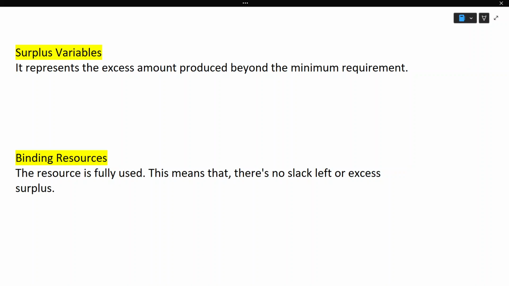If you're a company and you are contracted to produce 100, let's say you produce 120, more than you are required to produce. So the 20 on top is the surplus.